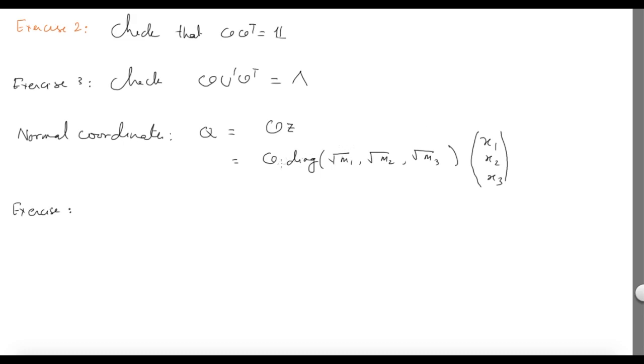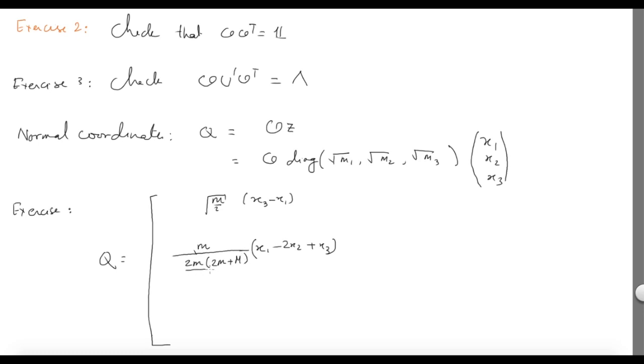Check that when you multiply all this, the O you have found already, this diagonal matrix and this X, you get the following. So you get the Q to be this. X3 minus X1, m over 2 in the square root. Then you get x1 minus 2x2 plus x3, okay, and the coefficient is square, not square root, m over 2m plus capital M, the entire thing is divided by capital M, and this is in the square root.